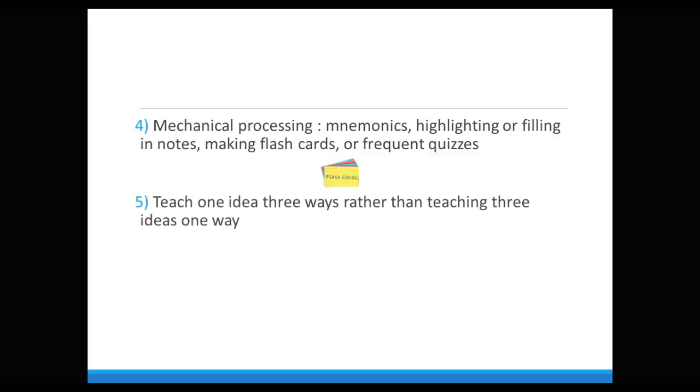Okay, number 5 is, and we'll go into much more detail on this one, teach one idea in 3 ways rather than teaching 3 ideas one way. So often, in order to adequately explain a concept and have a class really absorb it, we just have to slow down. And really what that means is we have to have less content and more teaching.